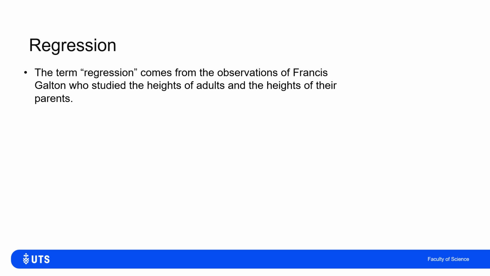You may not have thought of this, but the word regression seems like an odd word because regression means sort of falling backwards or going backwards. It comes from the observations of Francis Galton, who was Charles Darwin's cousin actually, and who studied the heights of adults and the heights of their parents.